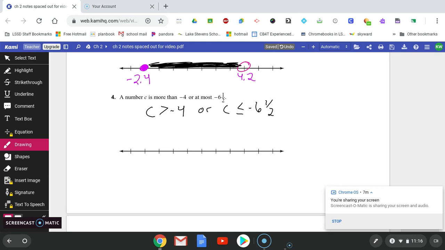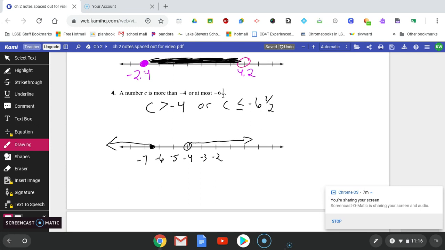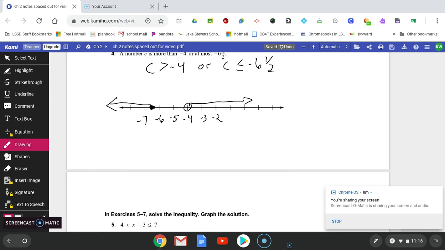We can set up our number line. So we've got negative 7, negative 6, negative 5, negative 4, negative 3, negative 2 will be the scale that I will choose. C is less than or equal to negative 6.5. That would be halfway between. Closed circle, arrow going to the left. And then C is greater than negative 4 would be an open circle, arrow going to the right. It's an or, so we only care about one solution section, so we don't have to worry about an overlap region. There's nothing that we need to erase. We're only caring about where it works for at least one of our inequalities.